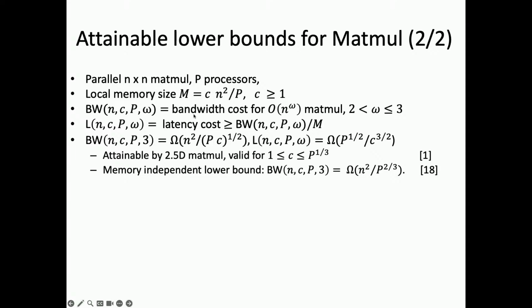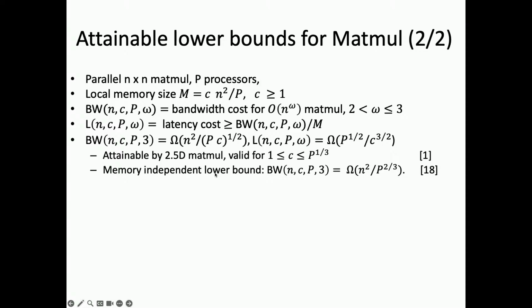And it's lower bounded by n squared divided by the square root of p times the square root of c. So if you have more memory, you can go faster. And we'll talk about it in more detail. And the latency looks like this, p to the 1/2 divided by c to the 3/2.